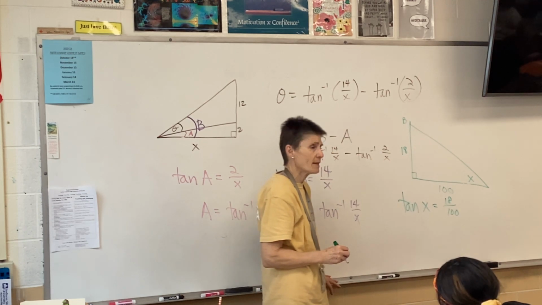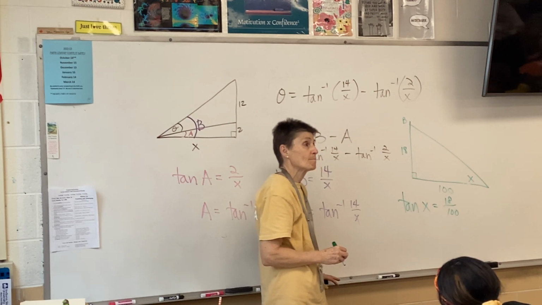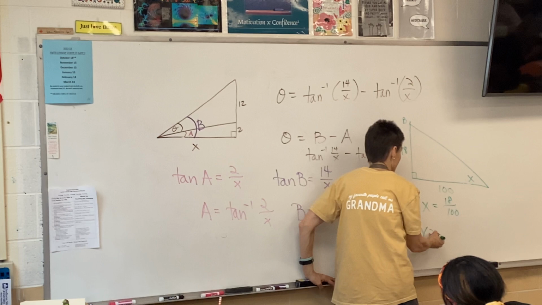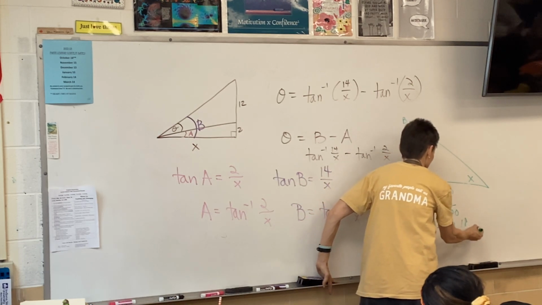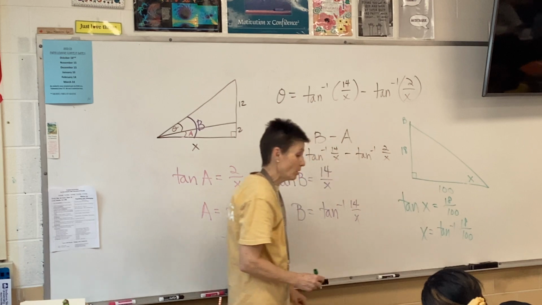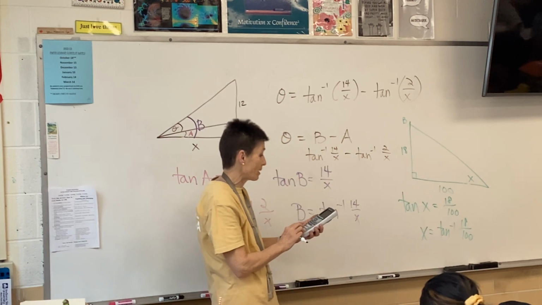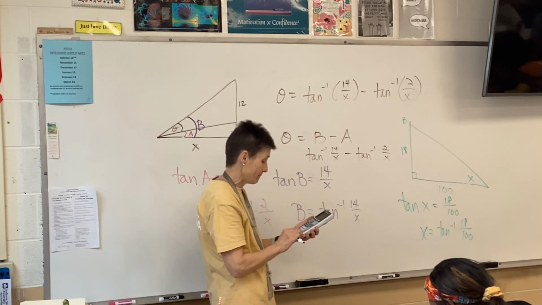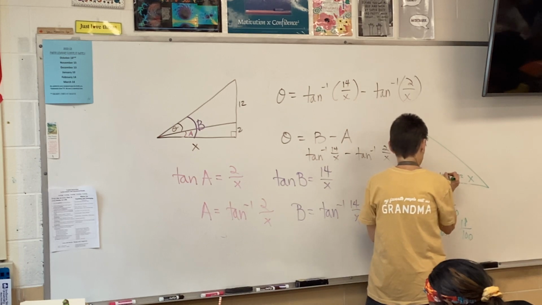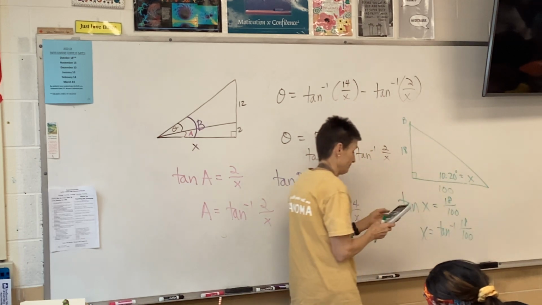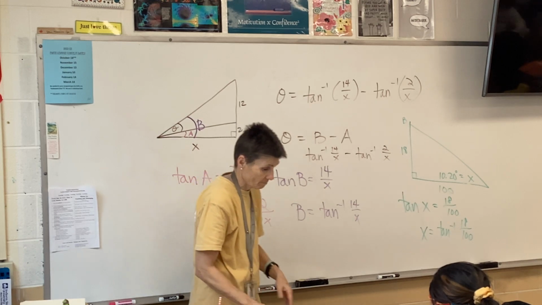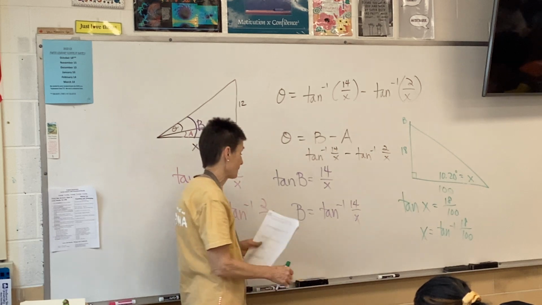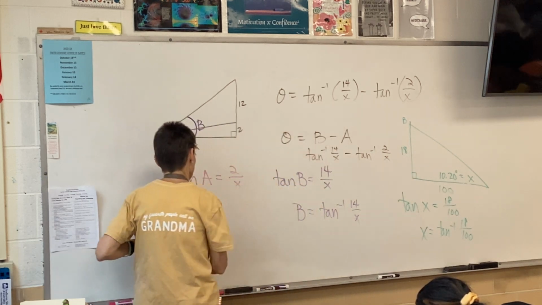Who remembers how to type that in on my calculator? How do you get an angle on your calculator? There's only one way to do it. Second tangent. Yep, second tangent. Don't multiply, don't divide, don't do anything crazy. Just second tangent, 18 divided by 100, and your angle is 10.20 degrees. Anybody have a question about that?